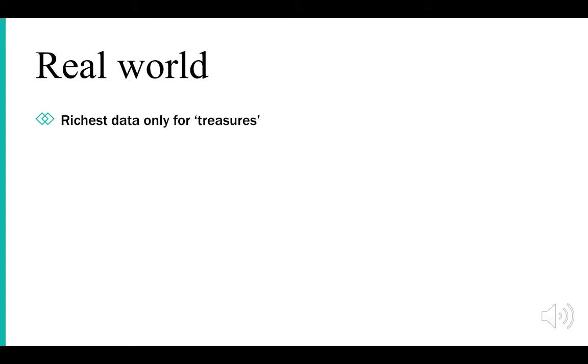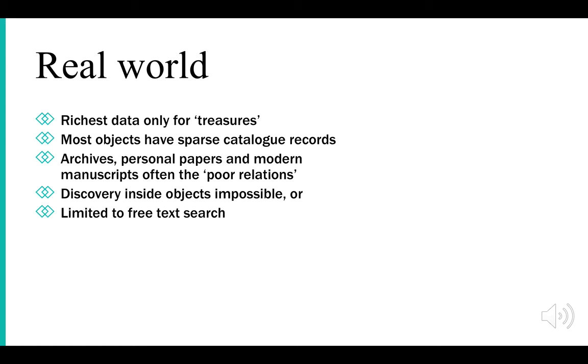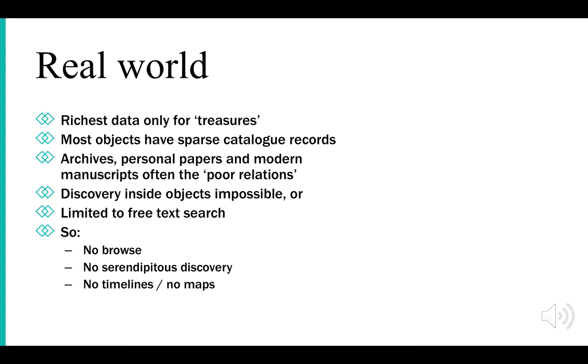Furthermore, in the real world, the very richest data would normally only exist for the treasures of a collection, and most objects would have sparse catalogue records. In particular, archives, personal papers, and modern manuscripts are often the poor relations. This would mean that discovery inside objects is impossible, or it's limited to free text search. So there's often no browse across that content, there's very little in the way of serendipitous discovery, and there's no placing of that content in timelines or on maps. And all of this hinders the non-specialist user.